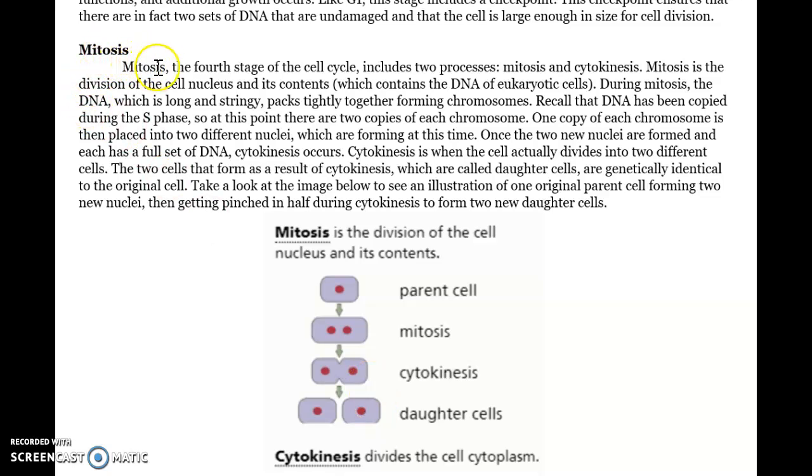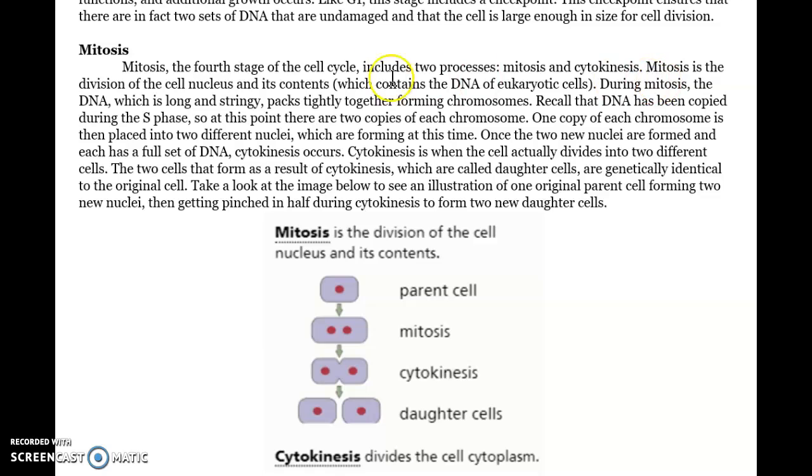Mitosis. Mitosis, the 4th stage in the cell cycle, includes 2 processes: mitosis and cytokinesis. Mitosis is the division of the cell nucleus and its contents. The contents would be the DNA and the organelles like the mitochondria. It splits those up so that this cell gets some of those organelles, and so does this one. We don't want all of the organelles and all of the DNA to go to one cell, and the second cell gets nothing.